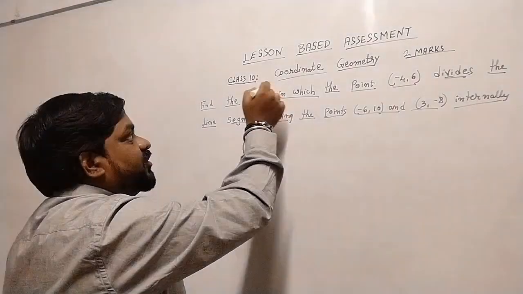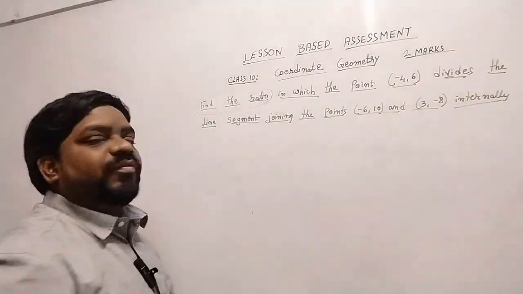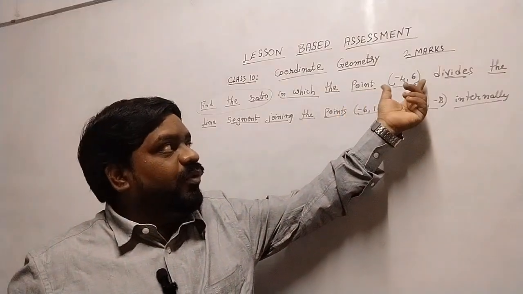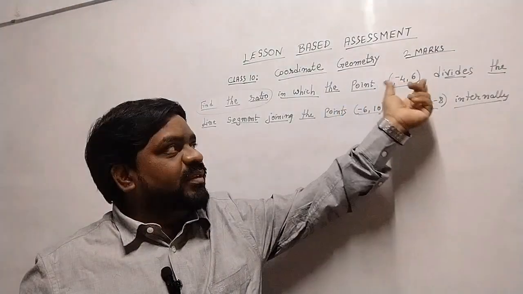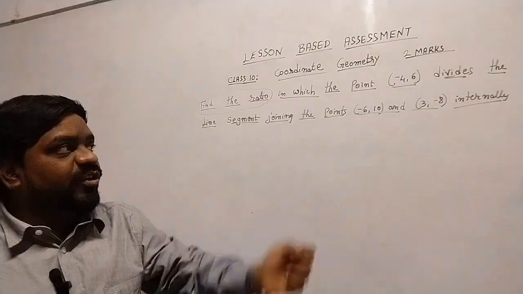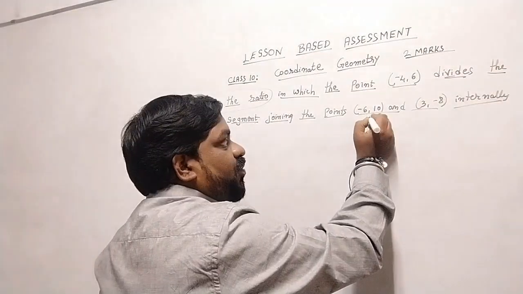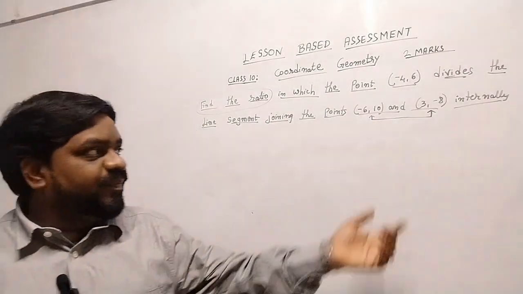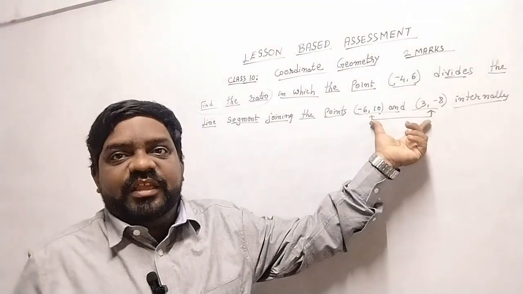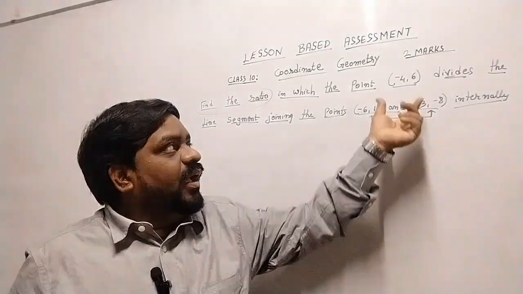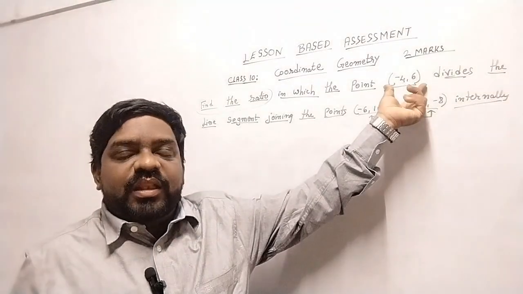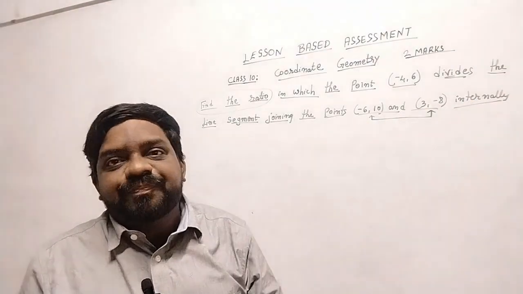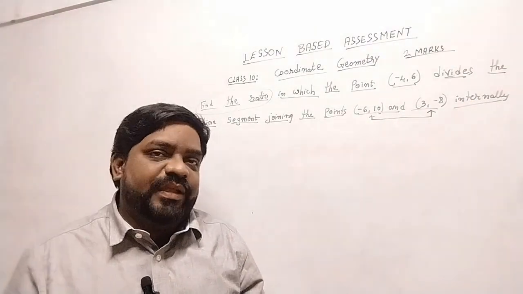Find the ratio. Here we need to find the ratio. Ratio is not given in the question, in which the point minus 4 comma 6 divides the line segment joining the points minus 6 comma 10 and 3 comma minus 8, and these are the 2 points of the line segment, and this is the point on the line segment. Now we have to find in what ratio the line is divided.